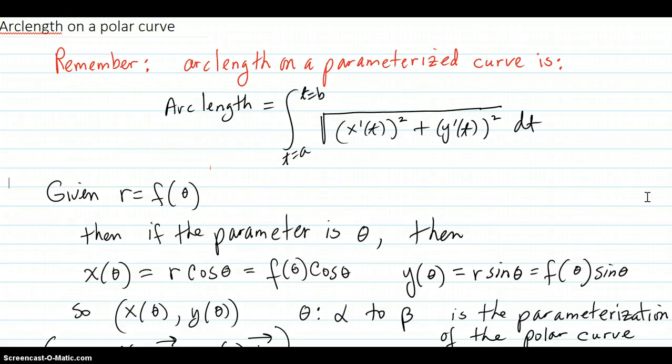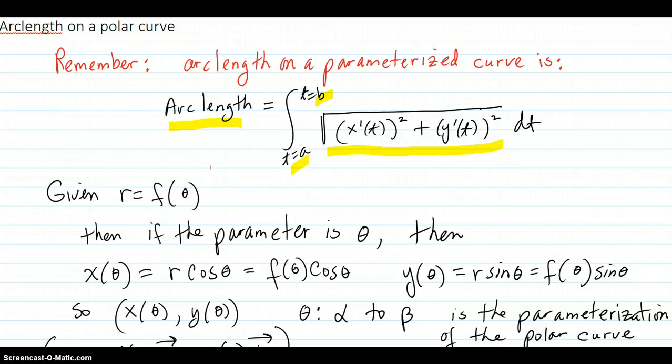Arc length on a polar curve. So we're going to approach this exactly the same way as we did arc length on a parameterized curve. So that arc length was, from the parameter t from a to b, the magnitude of the speed, that was the velocity vector's magnitude, times the change in t, dt. And when you add that up, you had distance.